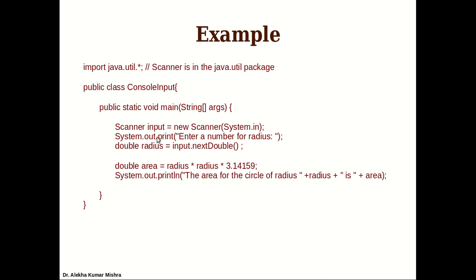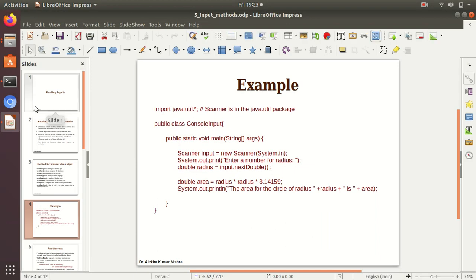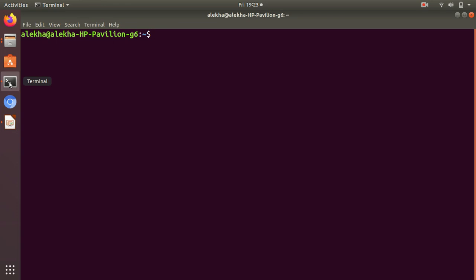Then we input a double value, a variable radius, by using the input object, then dot nextDouble. So it will read whatever the input value, a double value from the keyboard, and store it in the variable radius, and you can see that the area is then computed using the radius. So just for verification, let us run this program and see.